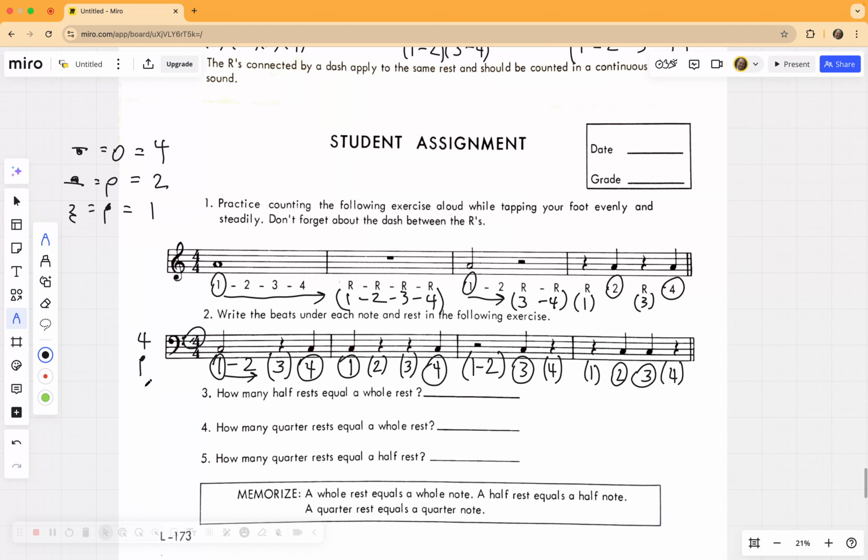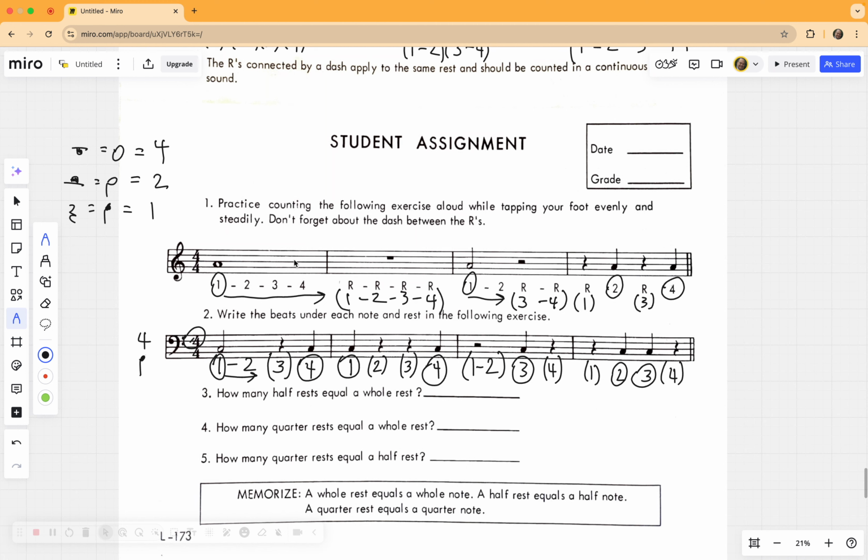One more time. Ready, go. 1, 2, 3, 4. 1, 2, 3, 4. 1, 2, 3, 4. 1, 2, 3, 4. And that's it on that.